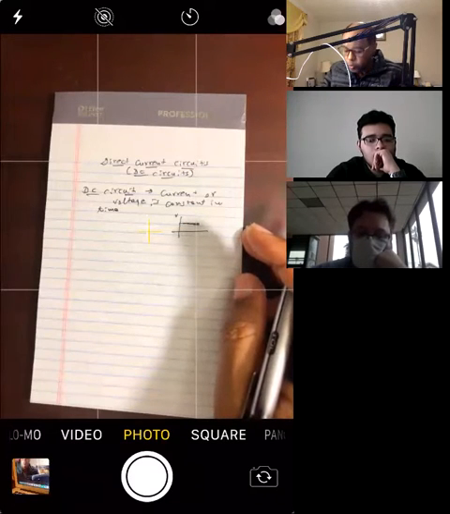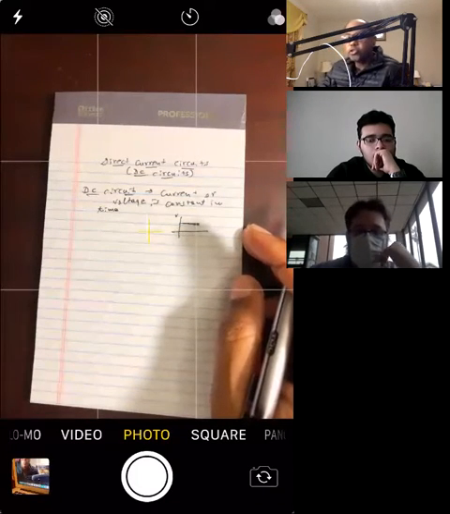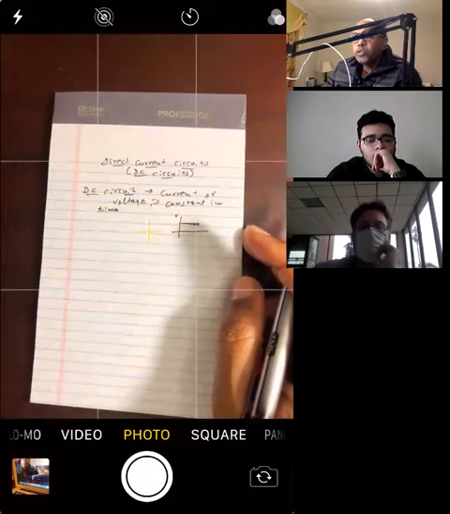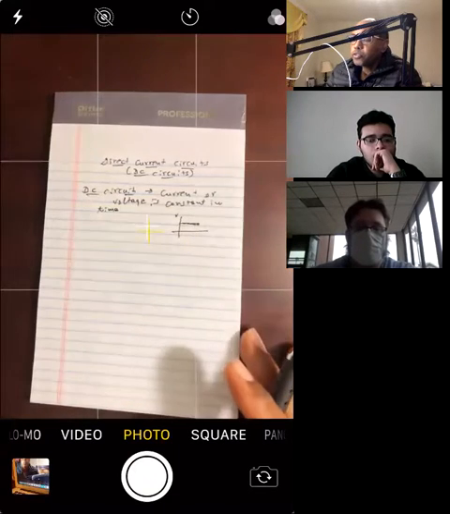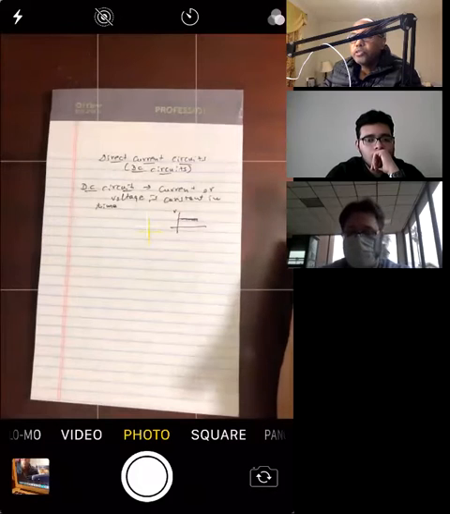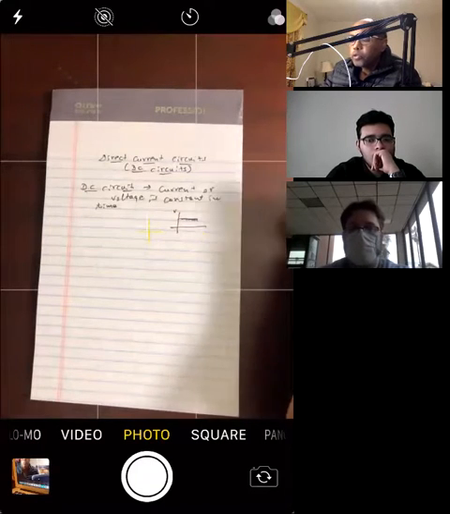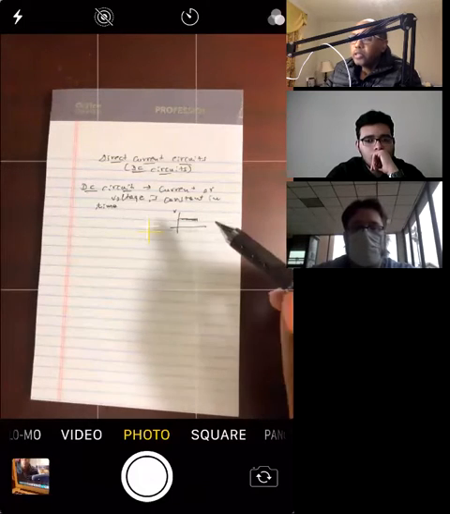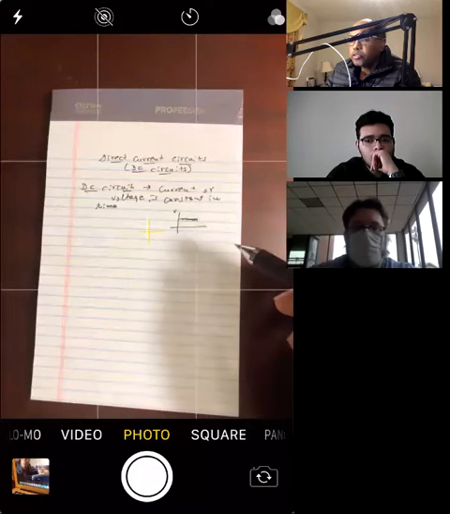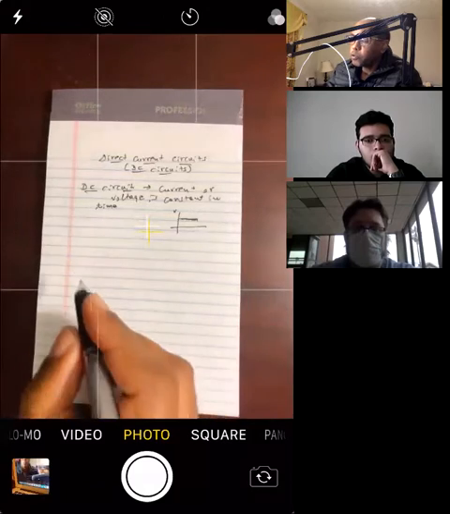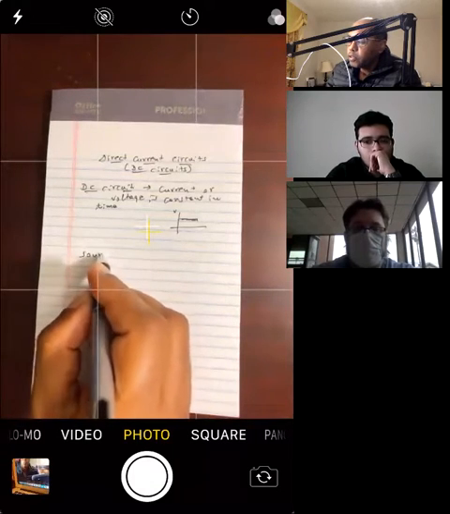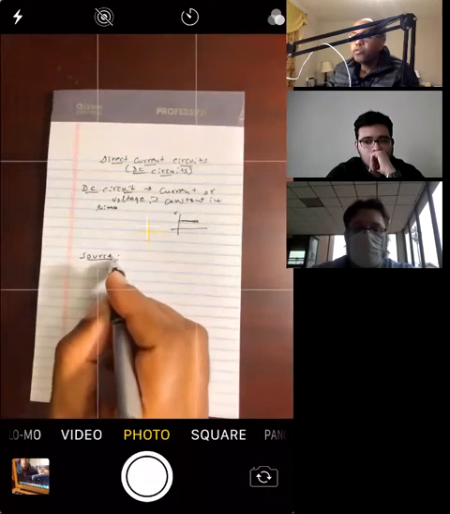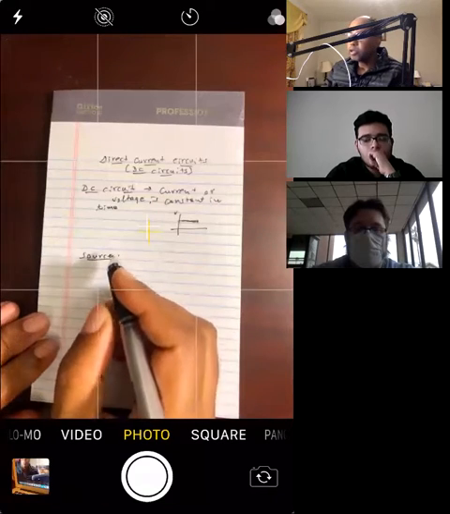Now, so far we've defined a couple of devices. A capacitor, if you remember, is a device that stores charges or energy. We've also defined a resistor, which converts electrical energy to non-electrical energy. Today, we're going to define another device which converts non-electrical energy to electrical energy, such as a battery. We call it a source. So a source is a device that converts non-electrical energy to electrical energy.